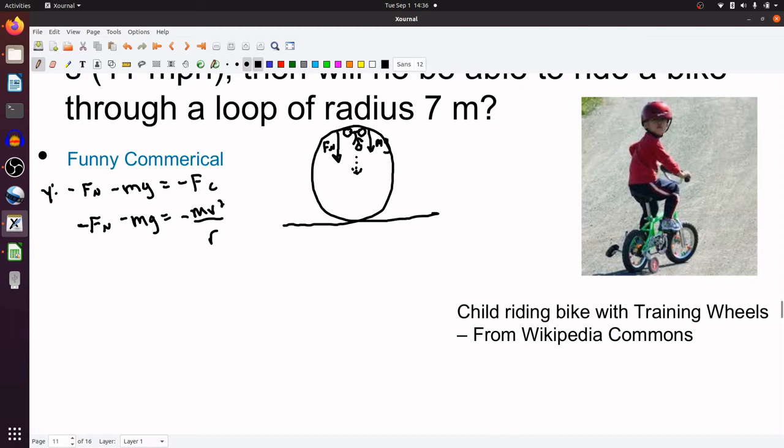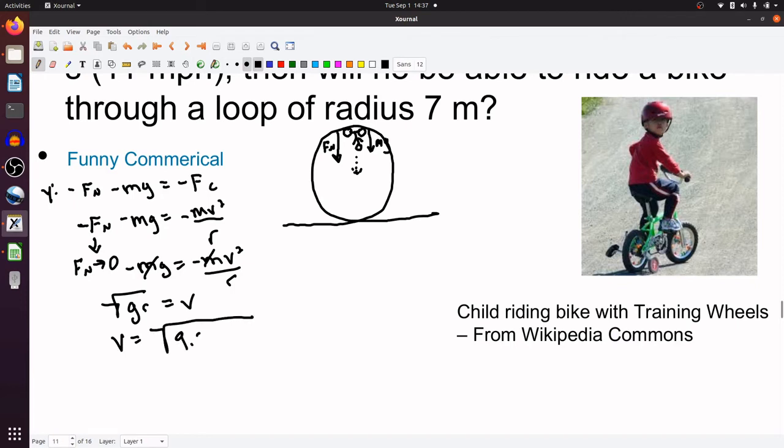Well, here's the deal. At the very top of the loop, we want it as it's just starting to lose contact. And just as it's starting to lose contact, the normal force value will approach 0. So at that point, it'll simply be negative mg equals negative mv squared over r. M cancels, and we actually get the square root of g times r is equal to v. So your velocity at the top of the loop only depends on two things: the gravitational constant and the radius of the loop. So what we're going to do is figure out what velocity the kid needs to maintain in order to not fall.